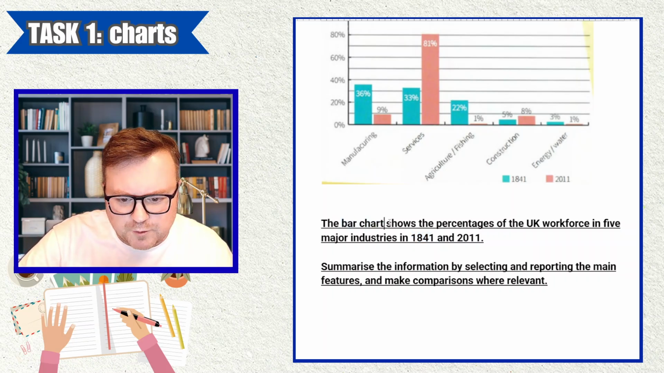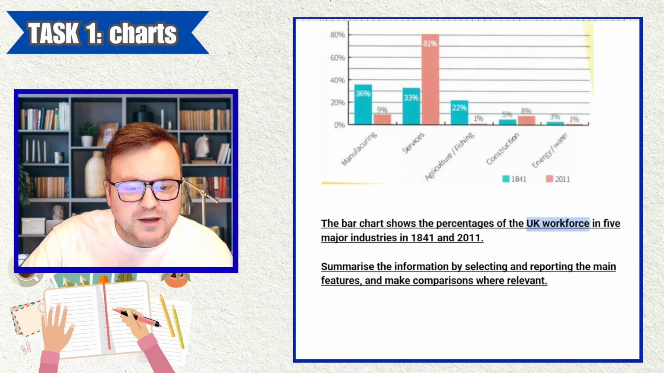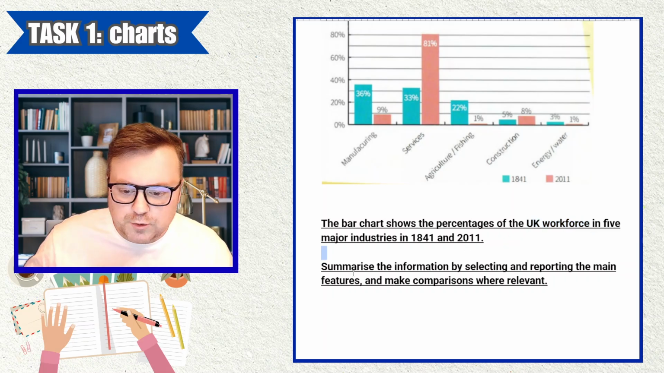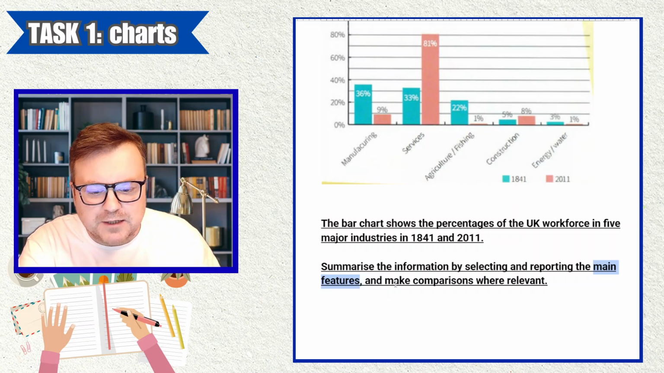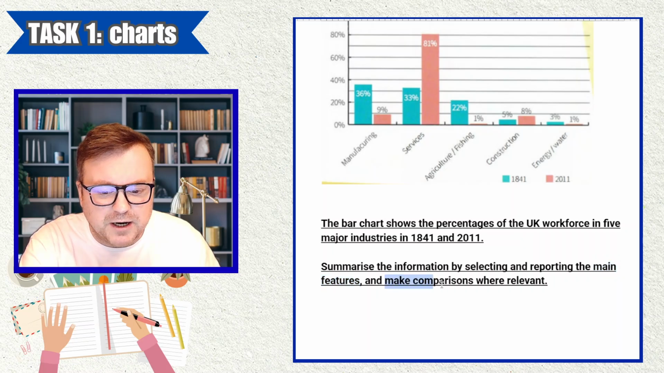The bar chart shows the percentages, so how many people in terms of percent of the UK workforce, not the UK population, but the UK workforce. So where did people in the UK work in 1841 and where did they work in 2011? As always, summarize the information by selecting and reporting the main features. This is an important thing, to select the main features and to explain them, and make comparisons where relevant. Okay, make comparisons where relevant.